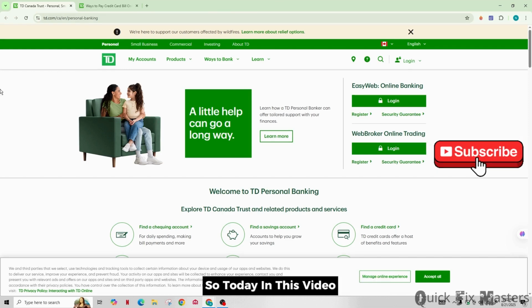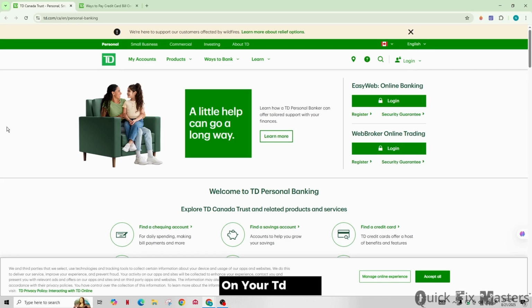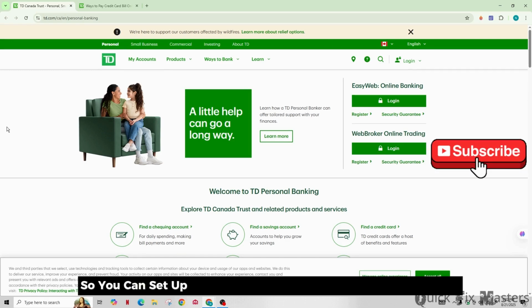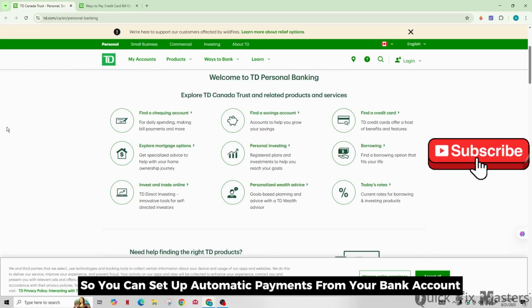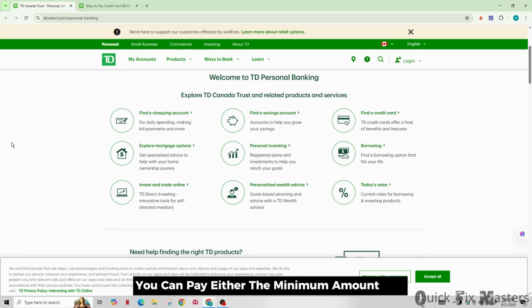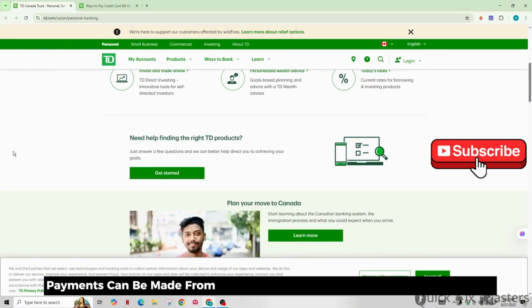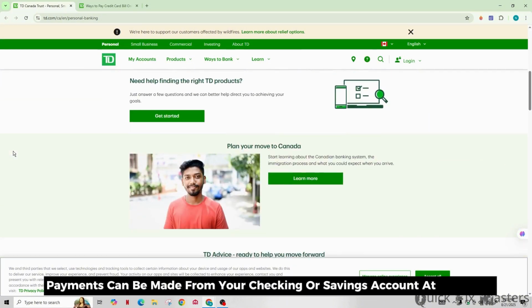So today in this video, we are going to discuss paying the credit card bill on your TD Bank. So you can set up automatic payments from your bank account to pay your TD credit card. You can pay either the minimum amount due or the full balance each month. Payments can be made from your checking or savings account at any bank.